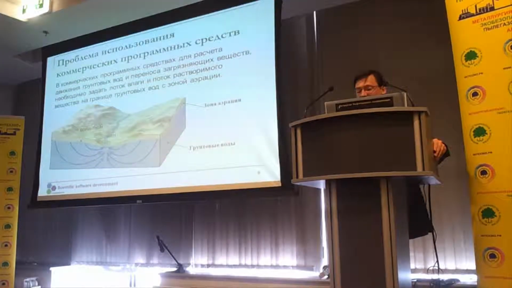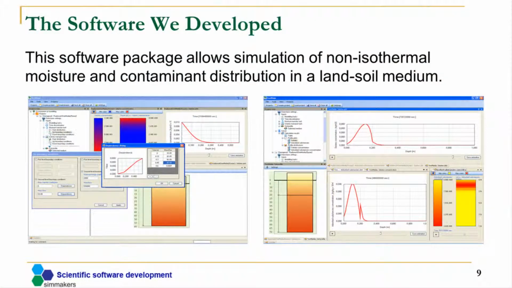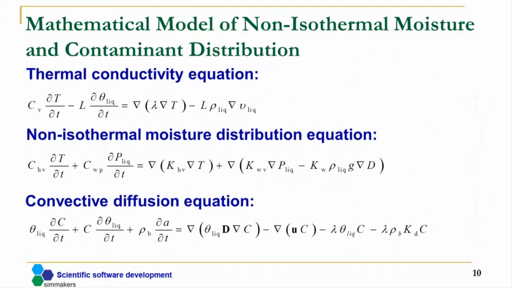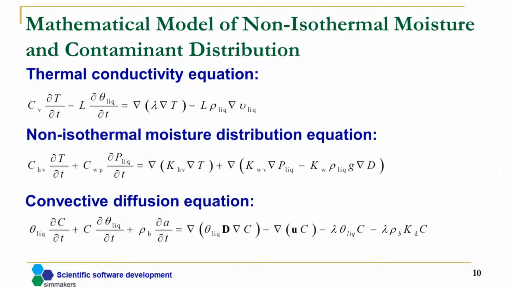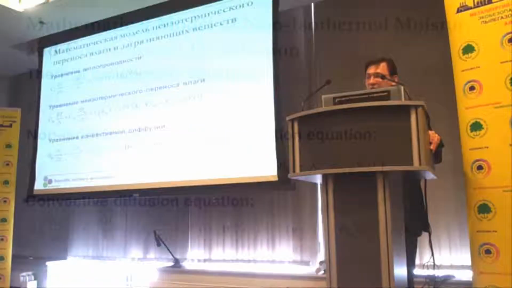When our company encountered this problem, we developed specialized software to solve it. This software was designed to compute contaminant distribution from the soil surface to the groundwater and compute the rate of penetration into the groundwater. The software developed by our company is based on the physics of this process. These physical processes are described by partial differential equations. If our problem is non-isothermal moisture distribution for contaminant distribution in soil, we use the heat equation, an equation for fluid motion, and the convective diffusion equation. Doing so, all the parameters in the model correspond directly to the physics of this process. Thus, the parameters are expressed in such a way that they can be measured and found in a reference book.